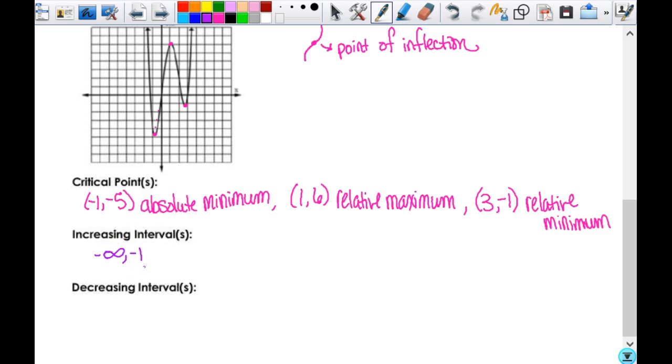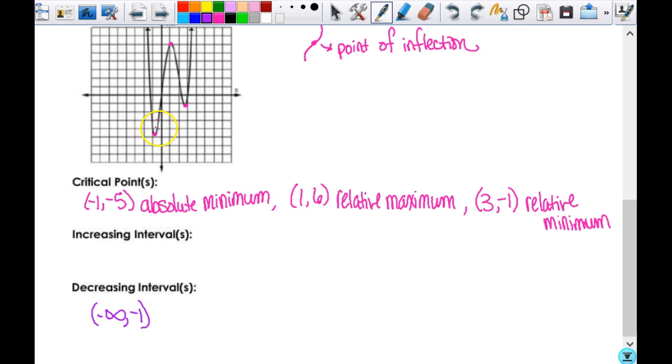Oh, shoot. It's decreasing. I'm writing it for increasing. Dang it. So let's put it down here. -infinity to -1. Sorry about that. That's what's happening there. It's decreasing. So it's decreasing from -infinity to -1. We do not include the -1 because that's when it changes its mind. And now it's going to start increasing. So at -1, it's not increasing or decreasing.